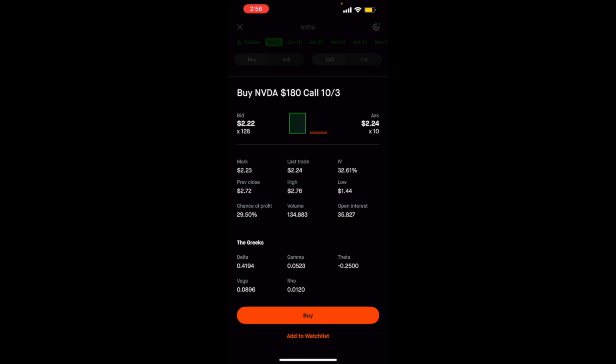Gamma I don't really pay too much attention to. Theta is -25. But remember, it's control of 100 shares. So every day that goes past, the value of that options contract is gonna lose $25. If you're gonna hear the word theta decay or time decay, same difference.